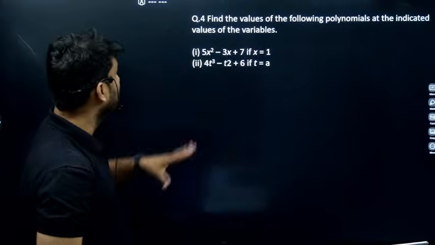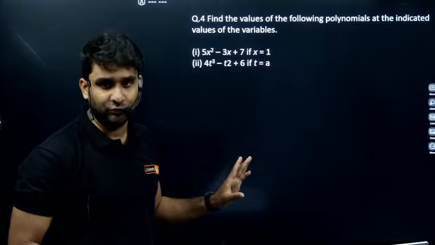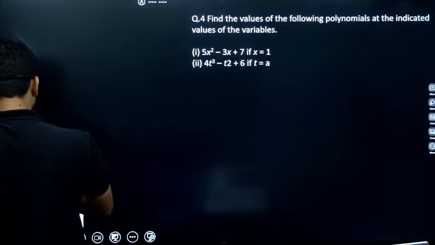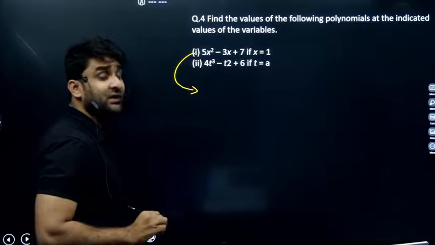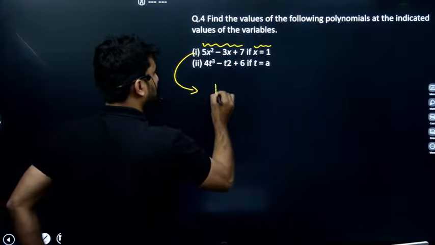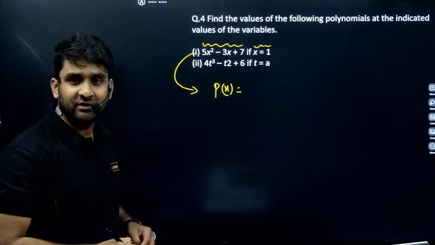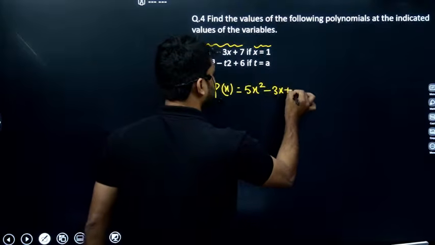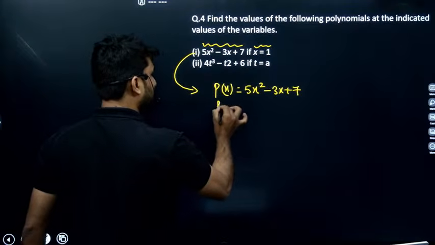Okay, look at the question. Find the values of the following polynomials at the indicated values. We have the equation given here: 5x square minus 3x plus 7, and we have to find out the value at x equals 1. So let's say polynomial p in the form of x. So p(x) is equal to 5x square minus 3x plus 7. And what should be the value at x equals 1? So let's put 1 here.